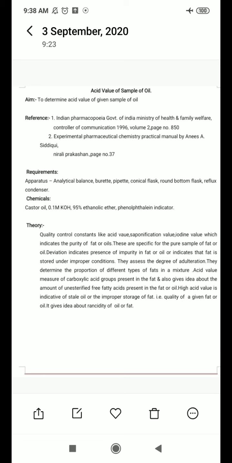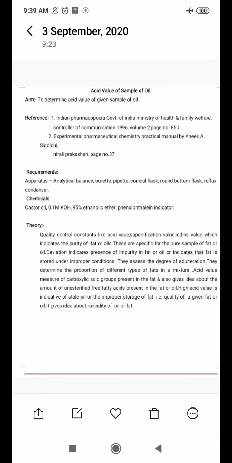This carboxylic acid gets esterified. Then this esterified value is measured. If this value is very high, in that case we say that this sample is impure, or this sample may be stored at improper conditions. Okay. This is the theory behind the acid value.